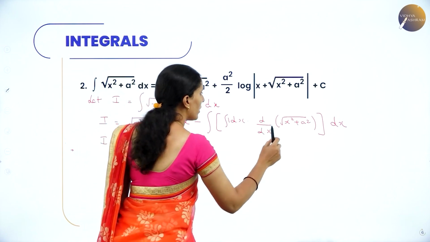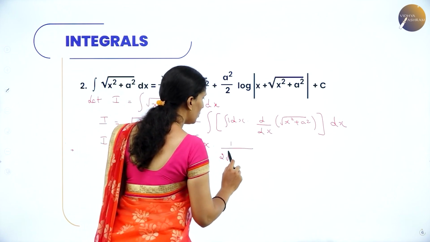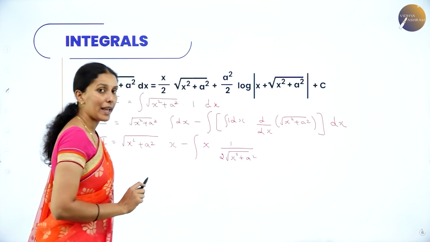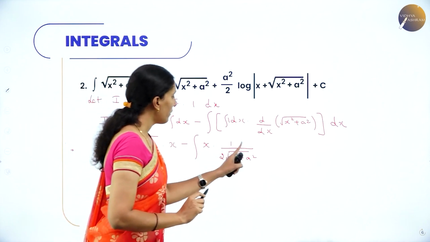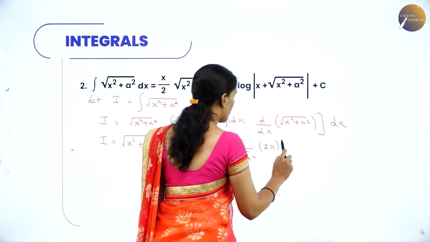into. So what is derivative of root x? It is 1 by 2 root x. So therefore it is 1 by 2 root of x square plus a square. Now x square plus a square, when you derive it, it becomes 2x.